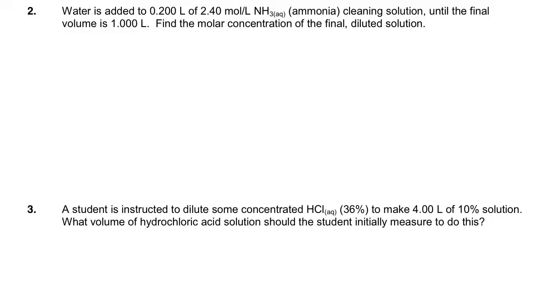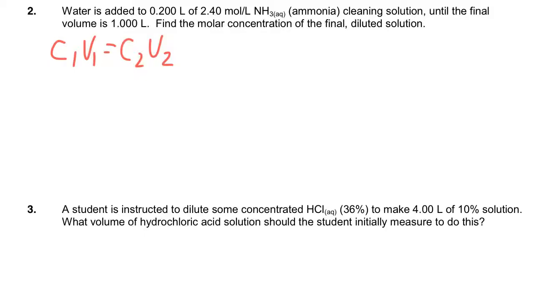Okay, water is added to 0.200 liters, so 200 milliliters of 2.40 moles per liter ammonia, until the final volume is 1 liter. Find the molar concentration of the final diluted solution. This is a dilution question, so we're going to use our dilution formula.